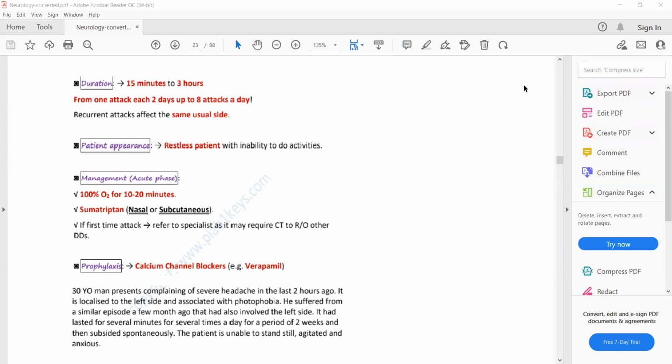One other important thing to remember about cluster headache: if the person is having a first episode of a cluster headache, then you may need to refer him or her to a specialist, because it may require a CT scan to rule out other differential diagnoses of cluster headache.